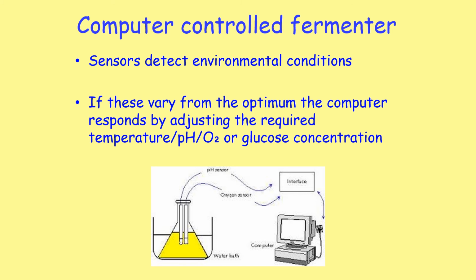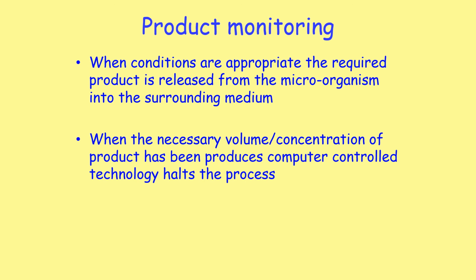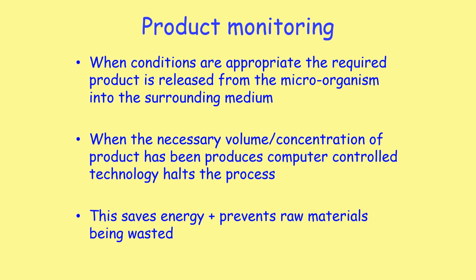So it has all of the materials it needs within the agar broth, and it will have all the conditions it needs met by this computer controlled fermenter. When the conditions are appropriate, the required product is released from the microbe into the surrounding medium. So when the conditions are absolutely perfect, your microbe is producing that hormone or that antibiotic that you need. When you've got the necessary volume or concentration, the computer halts the process, and that saves energy and prevents raw materials being wasted.